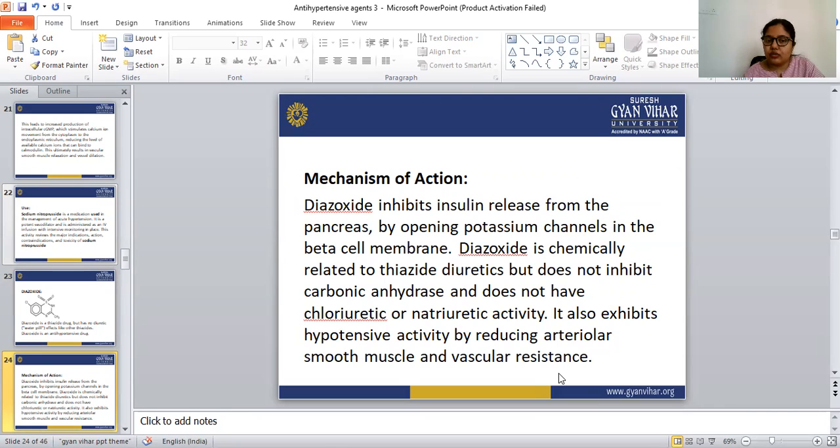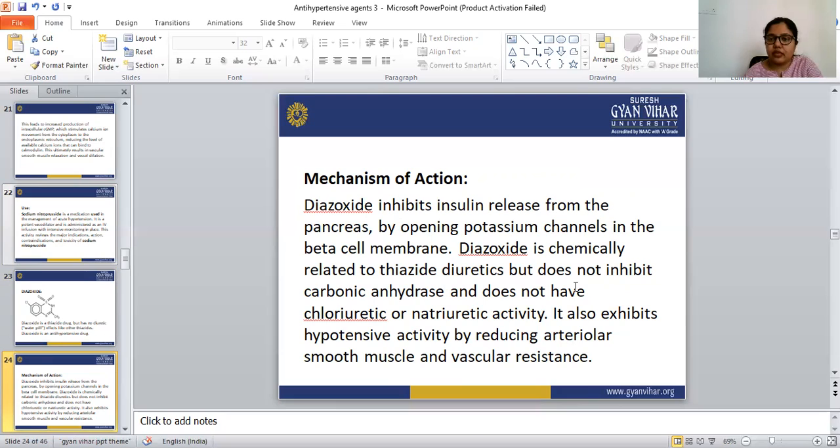And it does not have diuretic or natriuretic activity. Diazoxide is related to the thiazide diuretics, but doesn't have any diuresis activity. It inhibits insulin release from the pancreas by opening the potassium channels in the beta cell membrane.